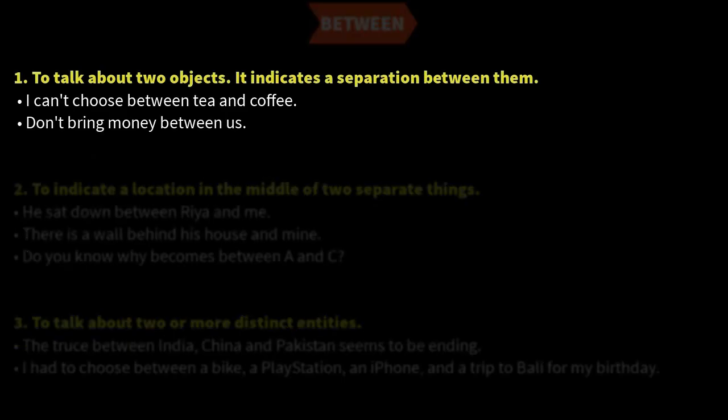Let us move to the next preposition, between. Guys, between is used for two things. To show a comparison or to draw a distinction between two objects, between two people, between two things, between two places, between two entities. Let's look at these examples.